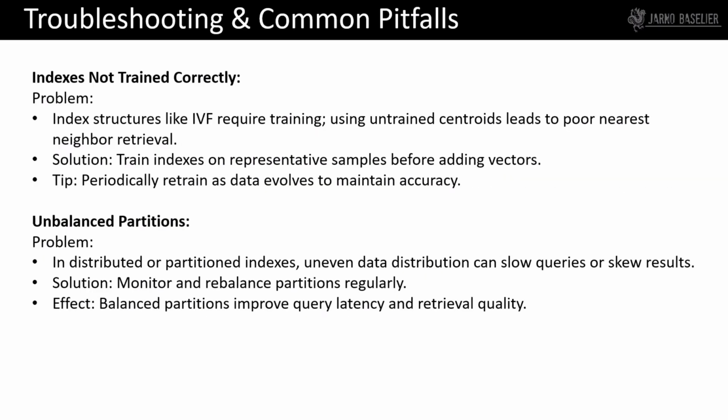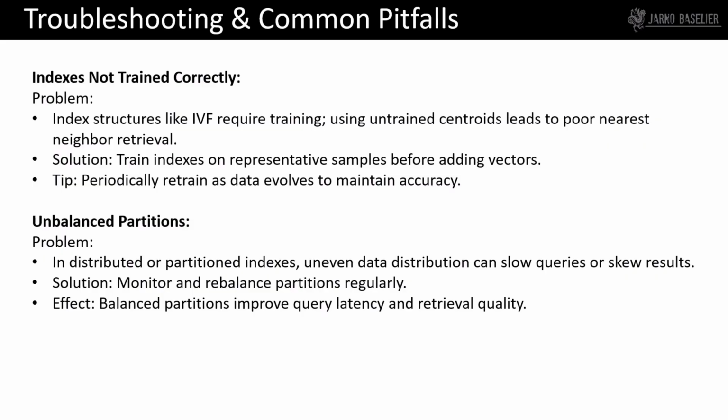If indexes are not trained correctly: index structures like IVF require training. Using untrained centroids leads to poor nearest neighbor retrieval. Solution: train indexes on representative samples before adding vectors. As another tip, periodically retrain as data evolves to maintain accuracy.